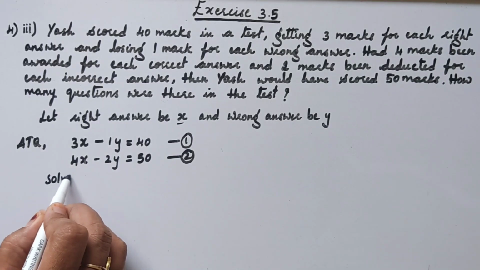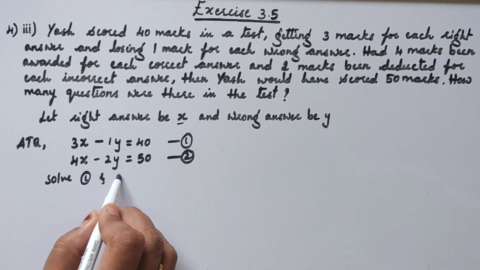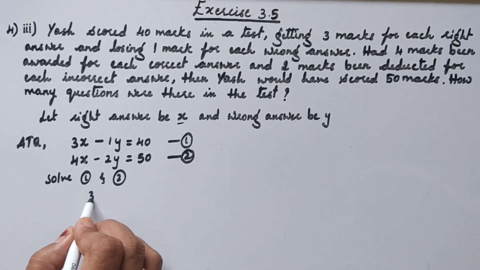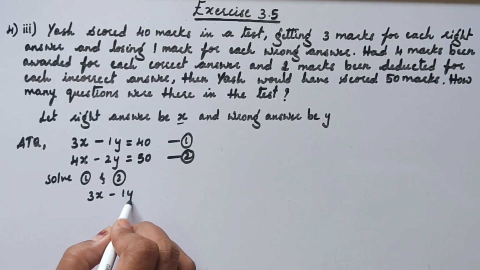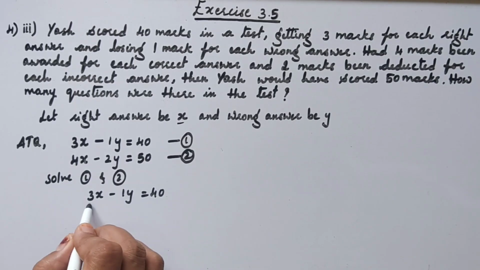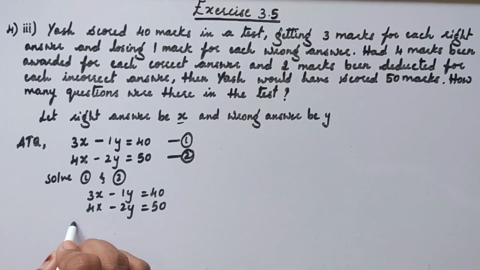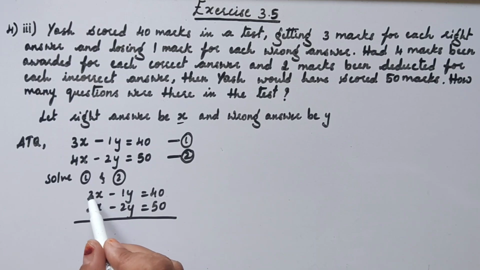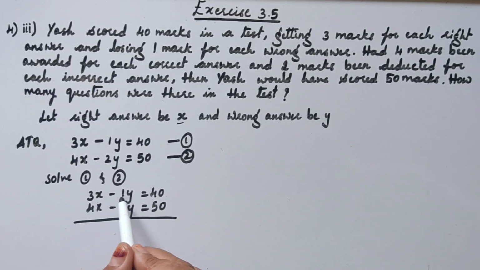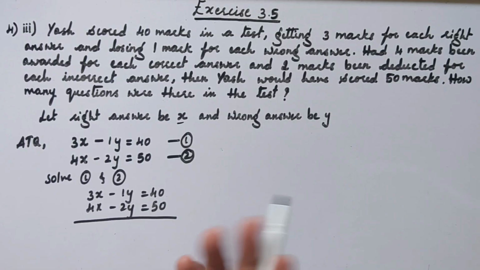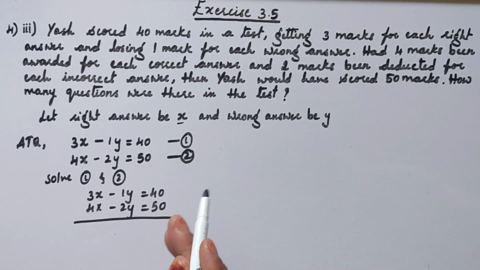When we solve 1 and 2 simultaneously, just write here 3x minus 1y equal to 40, 4x minus 2y equal to 50. Now you can see, are both the coefficients the same? No. So I can eliminate either x or y. The choice is mine, or else the choice is yours. Whichever you want to eliminate, you can eliminate, students.